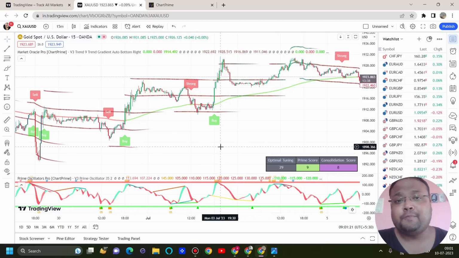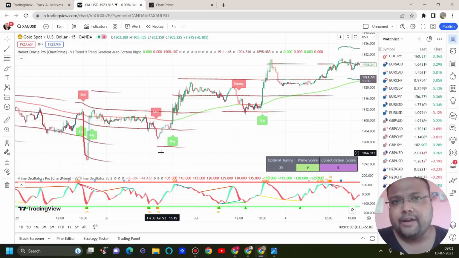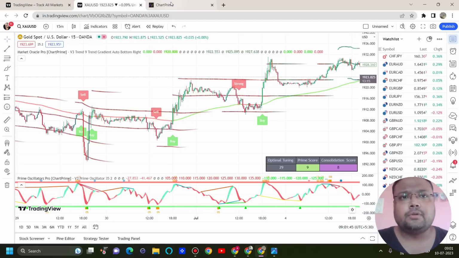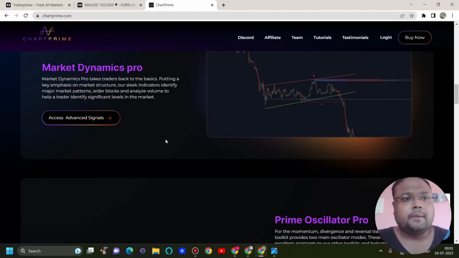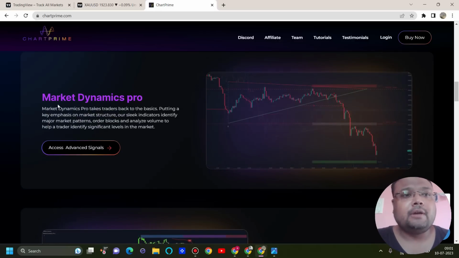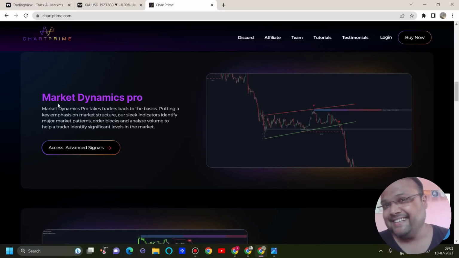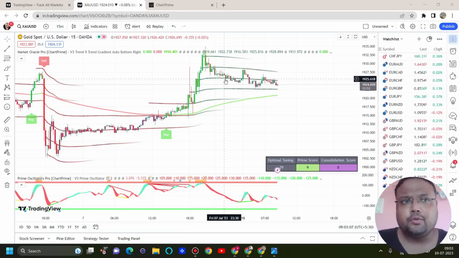And moreover, it also helps us with divergences. If you want to trade on the momentum of the market, then the divergence identification is very useful. And as it's an oscillator, it also marks the overbought and oversold levels, not only buy and sell signals. If you really want to take your analysis to the next level, then Chart Prime is a very useful tool. Apart from Market Oracle Pro and the Prime Oscillator, they also have Market Dynamics Pro for chart pattern detection, smart money concept, etc.